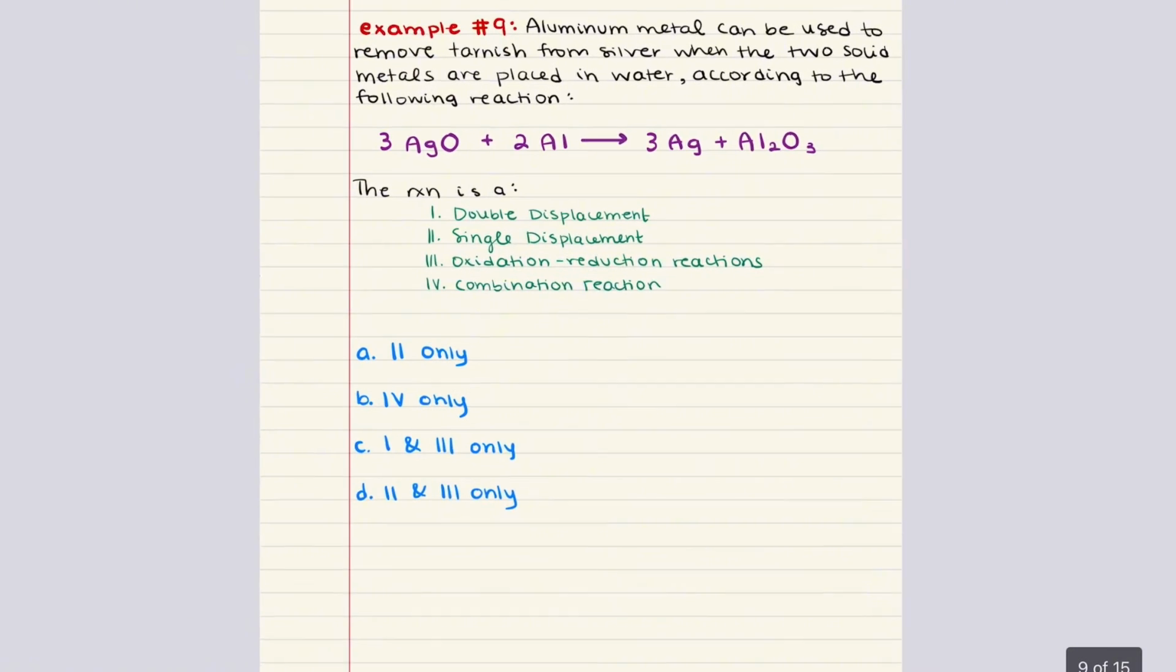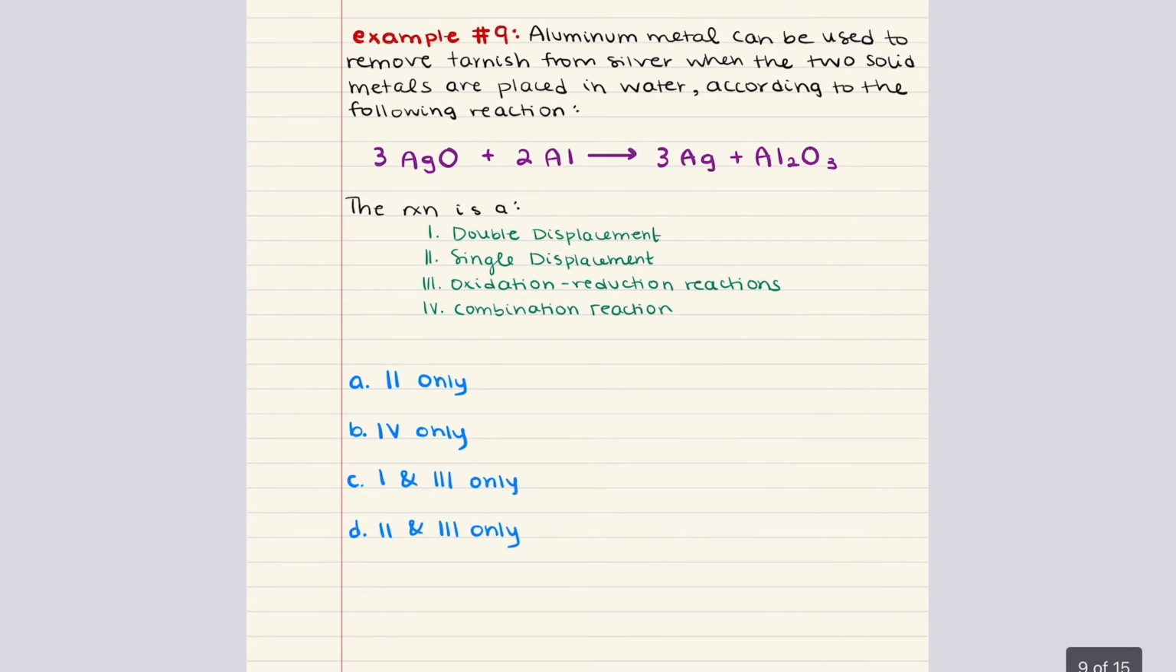Let's move into problem 9. Problem 9 says aluminum metal can be used to remove tarnish from silver when the two solid metals are placed in water according to the following reaction. The reaction is a blank. Is it a double displacement, single displacement, oxidation reduction reaction, or a combination reaction?